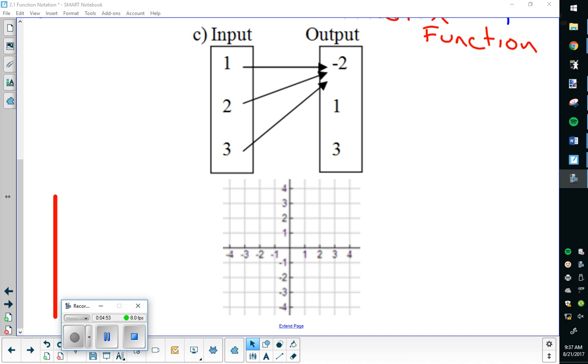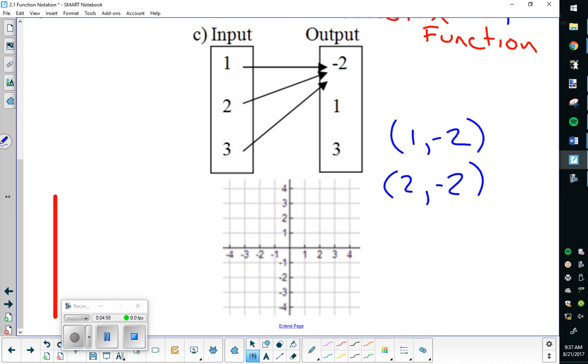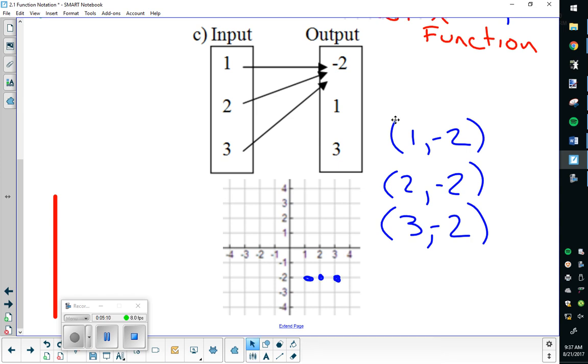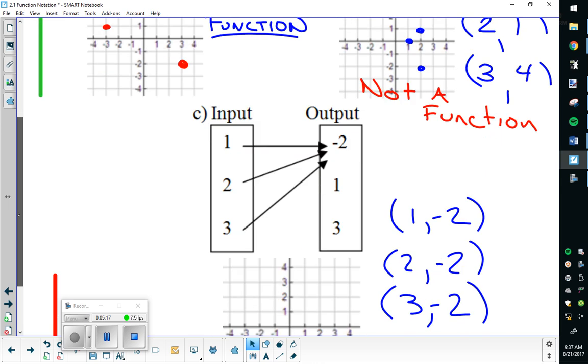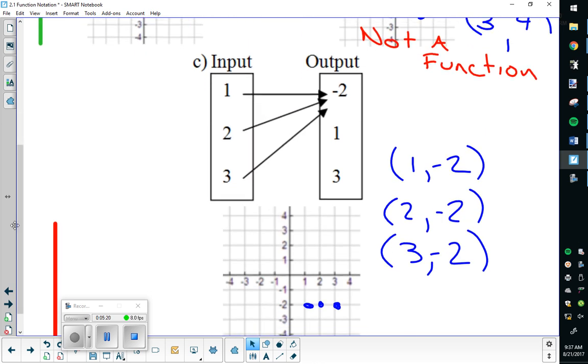On this one, I'm writing my 3 ordered pairs. I get 1, negative 2, 2, negative 2, and 3, negative 2. If I were to graph them, it'd be 1, negative 2, 2, negative 2, and 3, negative 2. Looking at these two examples up above, we said that number 1 was a function, number 2 was not. Number 3, thumbs up if you think letter C is a function, thumbs down if you think it's not. It is a function. Anybody remember why or can make a reason?